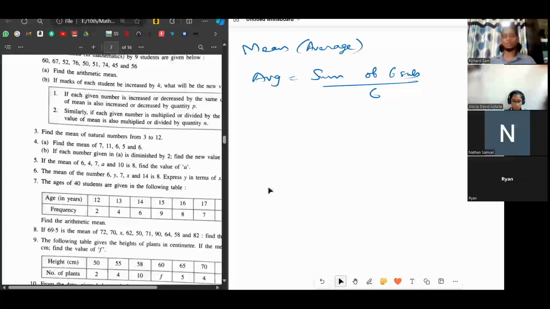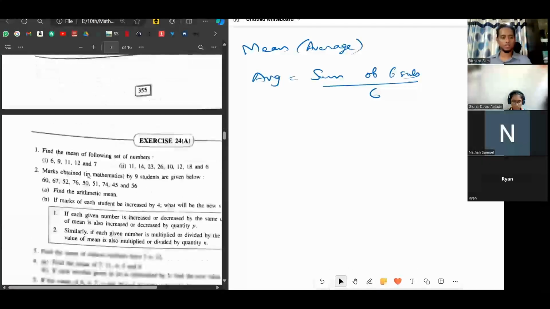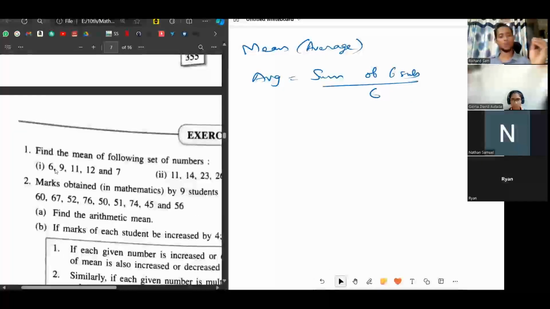Now tell me what will happen. See, now you found the mean of these numbers here. What if I minus 1 from each of these numbers? What will happen to the mean? The mean also will reduce by 1. Same way, if I add 1 to each of the numbers, the mean also will increase by 1.